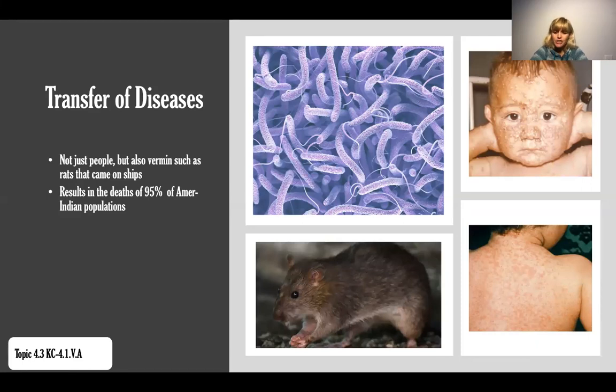So rats on ships that get on a ship in, I don't know, London or Paris or anywhere, go across the Atlantic Ocean, get off and spread diseases. Very similar to how the bubonic plague was spread, guys, okay?